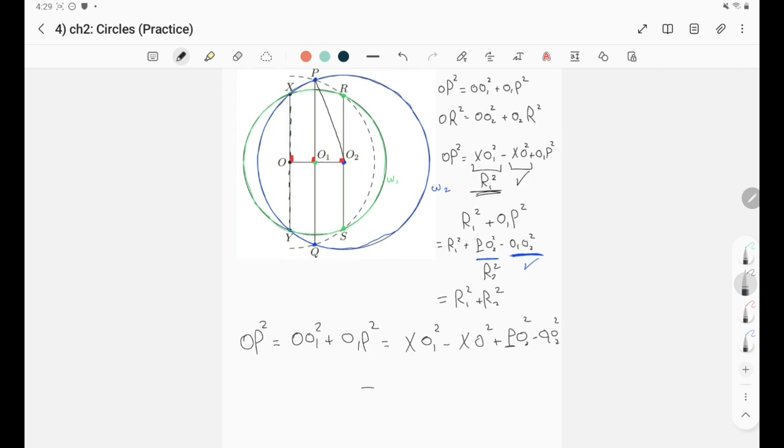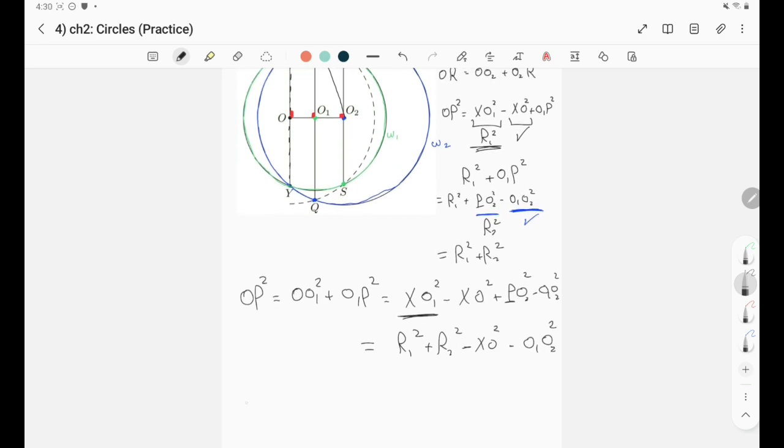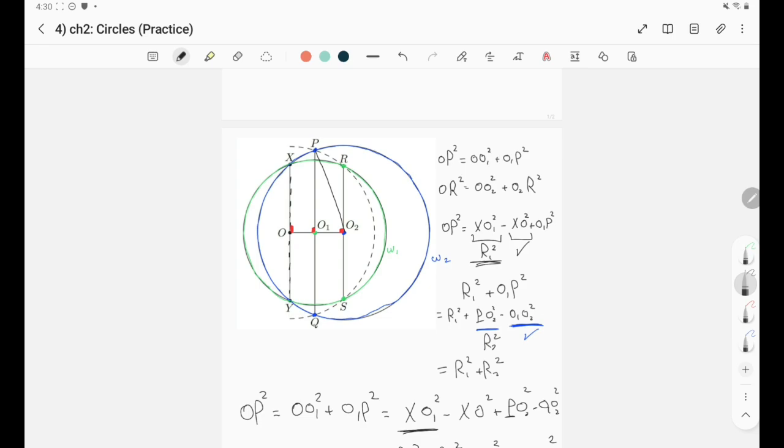And now you'll just tell them that XO1 is actually just R1, so this thing is R1 squared. And PO2 is just R2, so it's plus R2 squared. XO is, as we said, going to appear again for both of them, so let's keep it. And then O1O2 is going to appear for both of them. So yeah, that's it. You can just do the same here, and then, of course, you can do the same for OR. Okay, I'm not going to do it, but you will just get the same thing here. All of these guys again. And yeah, that's it. We're done.